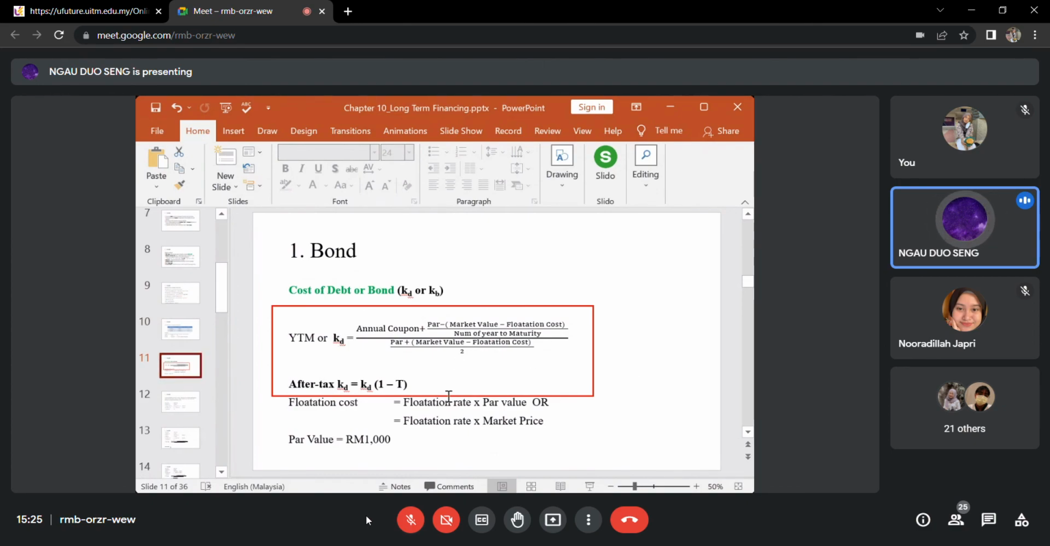Sebab kita ada formula to calculate the cost of debt or bond. Alright. So yang ini I reserve for the following punya class. So which is Khamis. Then we calculate this one today. I think I want to stop from here.